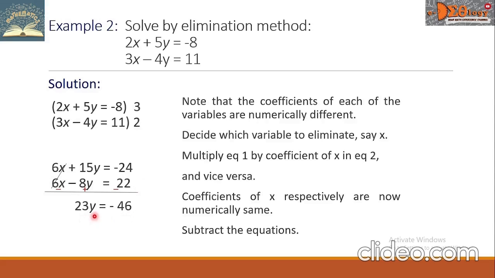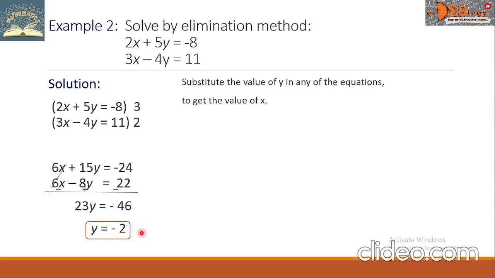And we want to get the value of y, we divide the equation by 23. So y equals negative 2. We have now the value of y. Then we substitute the value of y in any of the equations to get the value of x. Let's say equation 1. So 2x plus 5y equals negative 8 becomes 2x plus 5 times the negative 2 equals negative 8.